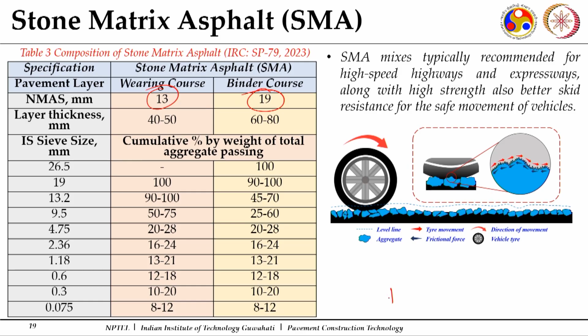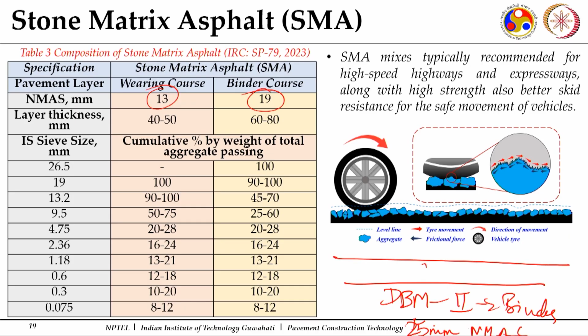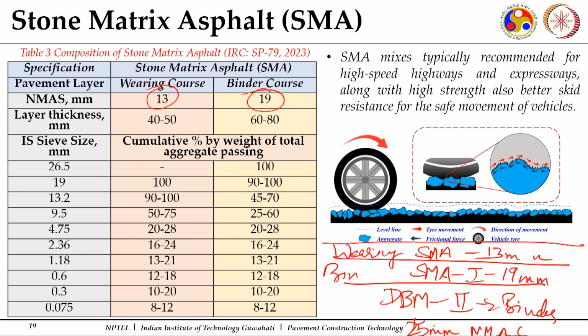So, I can put DBM 2 as my base course, the one with 1 inch or 25 mm NMAS. I will use this particular one as a base course. Then I will put an SMA, this gradation I will call say 2, with 19 mm NMAS, and on the top I will put this SMA which has 13 mm NMAS. So, this will be my wearing course, this will be my binder course, and this will be my base course.